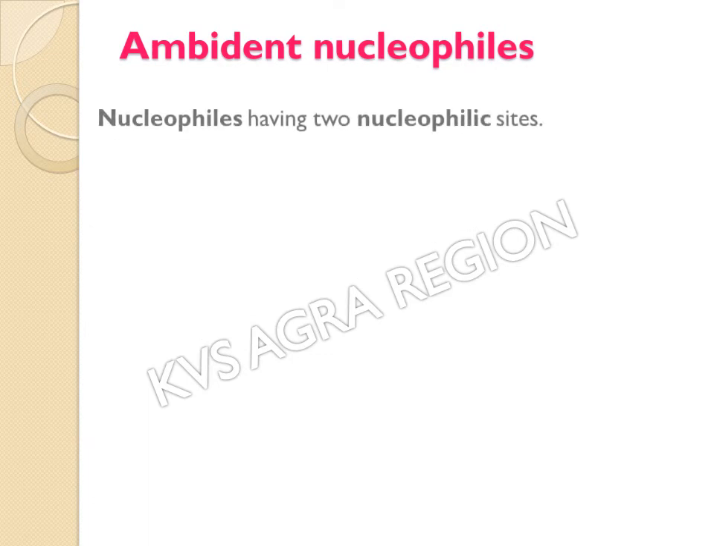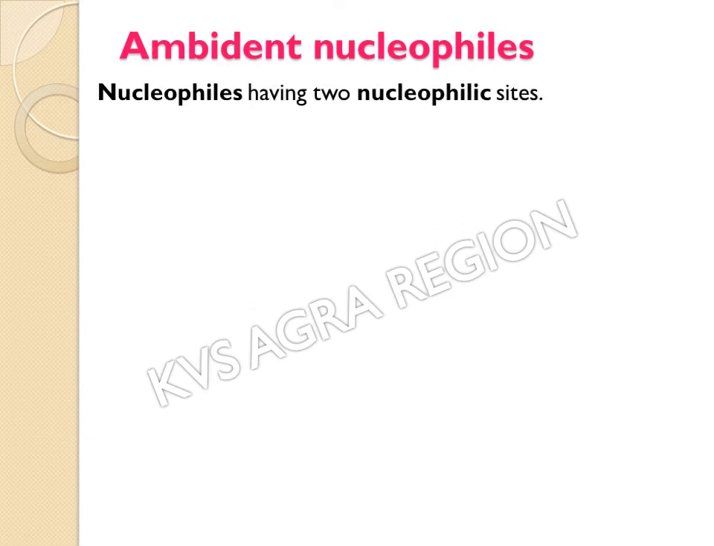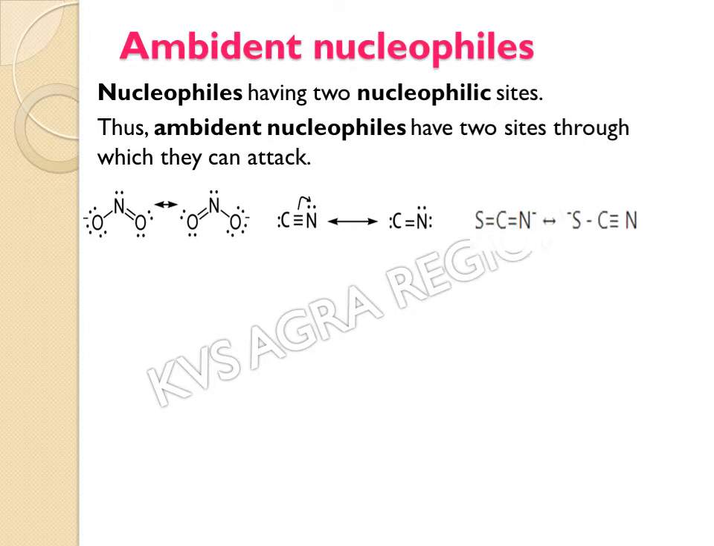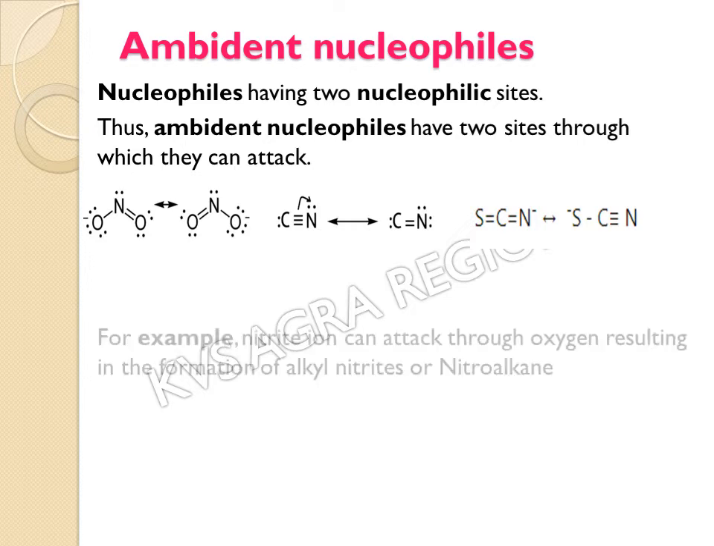Ambident nucleophiles are the nucleophiles having two nucleophilic sites. Thus, ambident nucleophiles have two sites through which they can attack. For example, NO2 negative, where attack is possible through nitrogen as well as oxygen, which can be seen from their resonating structures. CN negative through C as well as through N, SCN negative through sulfur as well as through nitrogen. So cyanides, isocyanides and nitrites are examples of ambident nucleophiles having two nucleophilic sites.